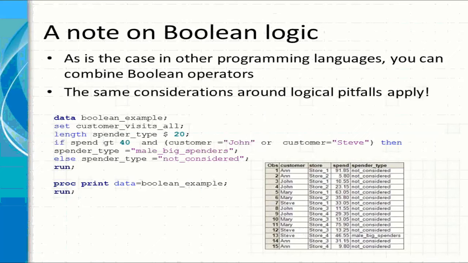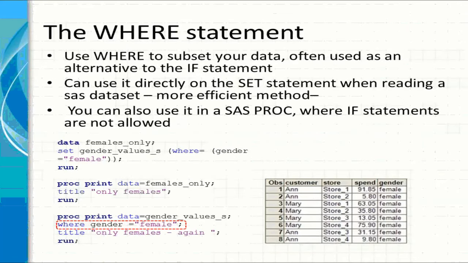Now, just a side note on some Boolean logic in this case. As is the case in many other programming languages, you can combine Boolean operators, and for those of you that have been doing this for a while, do bear in mind that the same considerations around logical pitfalls basically do apply. Okay, so in this case you need to use the and operator. If you want to use the or, this needs to be between parentheses. So if you look at that if statement, you see that the spend is greater than 40, and then you need to add your subsequent conditions.